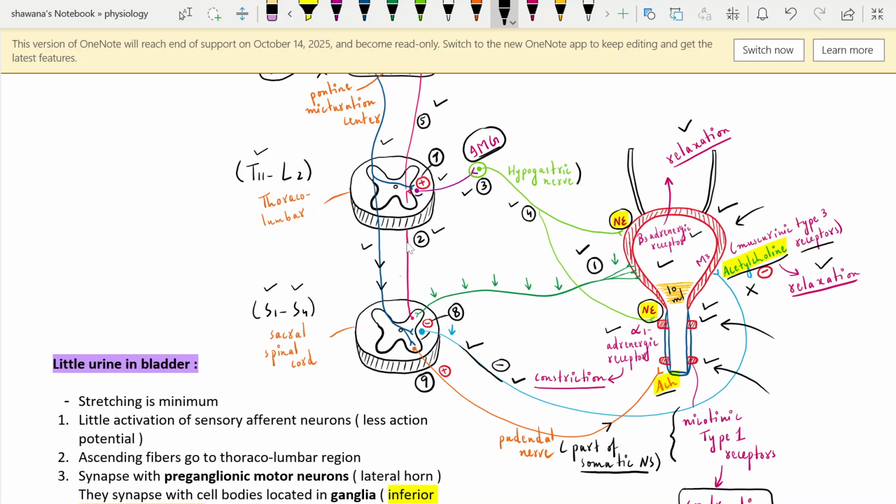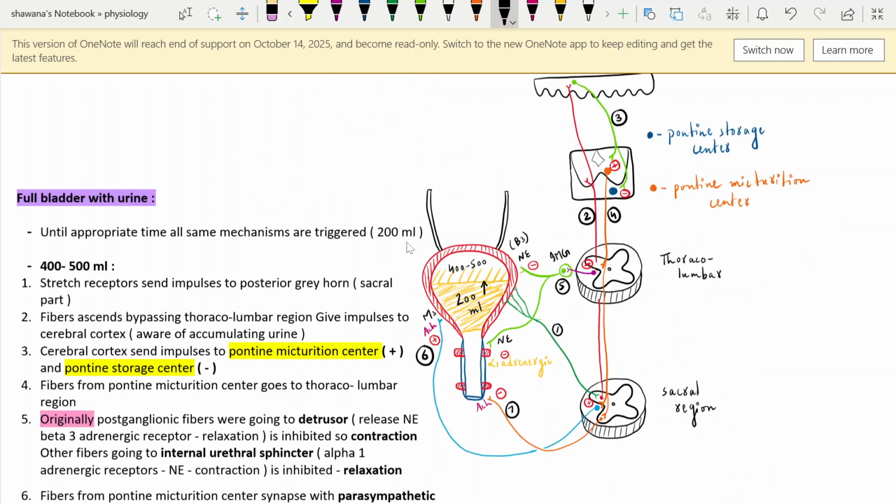So we have discussed how, when there is a little amount of urine present in the bladder, the central nervous system sends impulses and receives impulses accordingly. So now let's discuss when the bladder is full. It means that the bladder is full at approximately 400 to 500 ml, because when there is 200 ml of urine in the bladder, until the appropriate time all the mechanisms we have discussed are triggered.